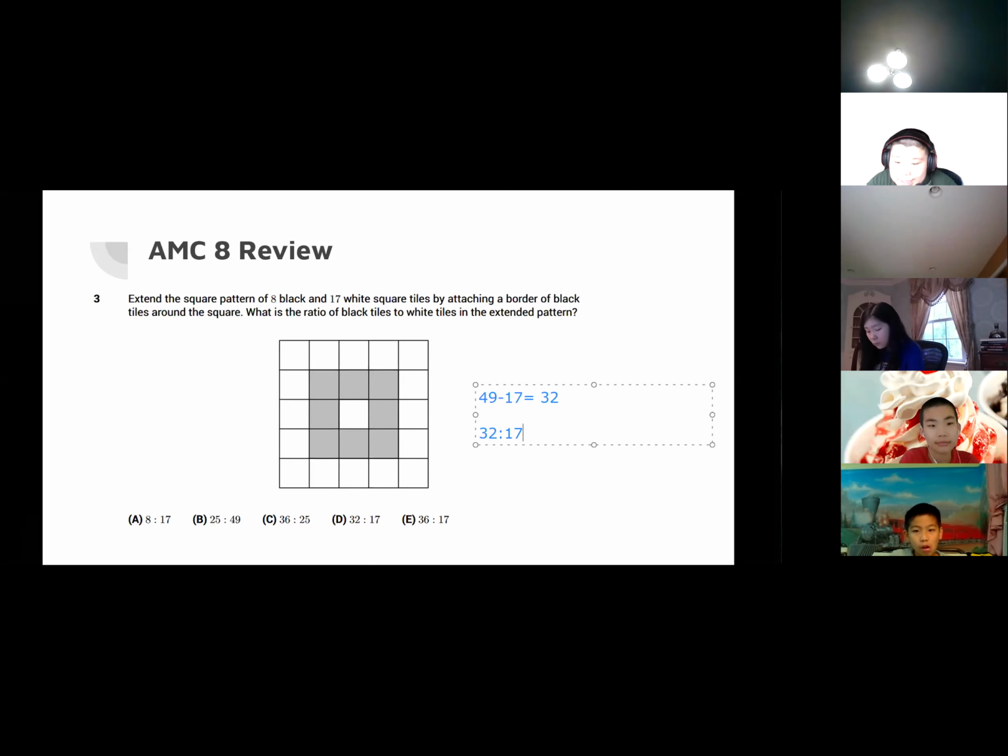Some people put 36 to 17. I think that's wrong for 2 reasons. The first method that went wrong was that when you add 1, it becomes a 7 by 7, not a 6 by 6. And then also you're doing black to white, not everything to white. Does anyone have any questions about this?